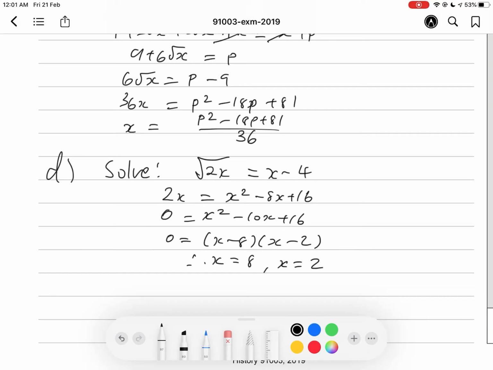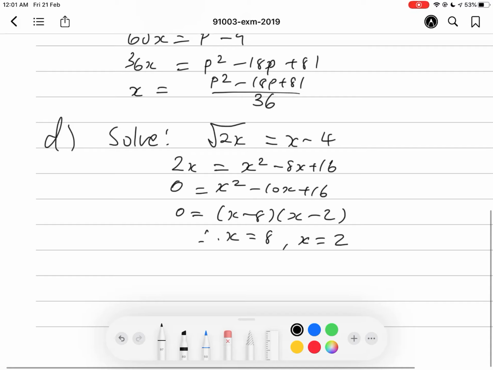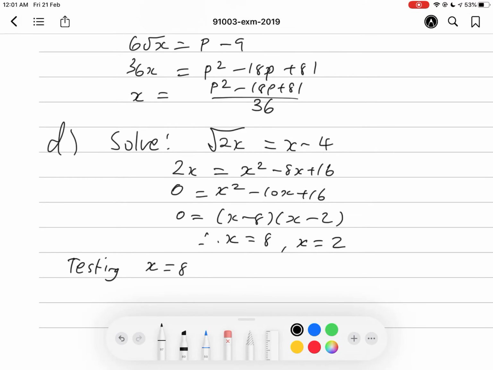However, when you square the left side, you actually create a different quadratic equation, which can create an untrue solution. So one of these should be an invalid solution, so we have to test. Let's say we're testing x equals 8 first. Then we'll have square root of 16 equals 8 minus 4, and therefore 4 equals 4. This is a valid solution.